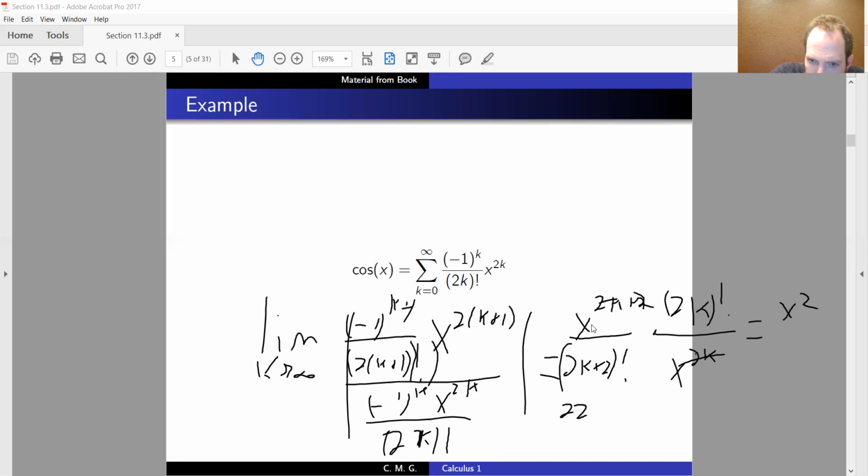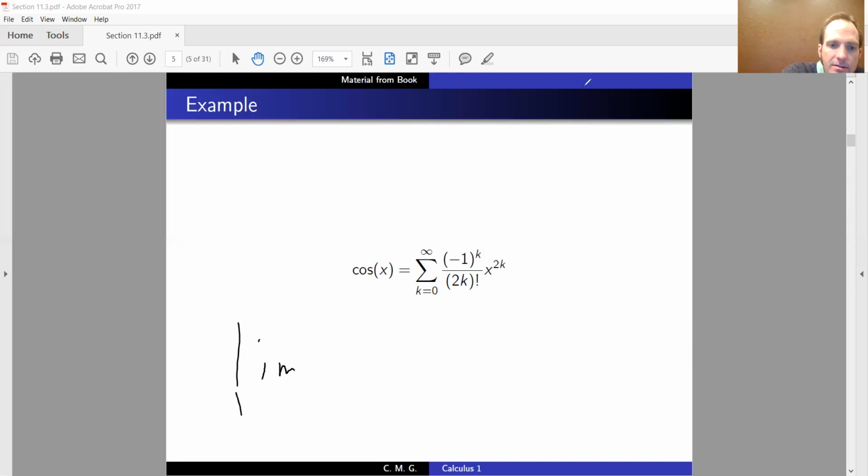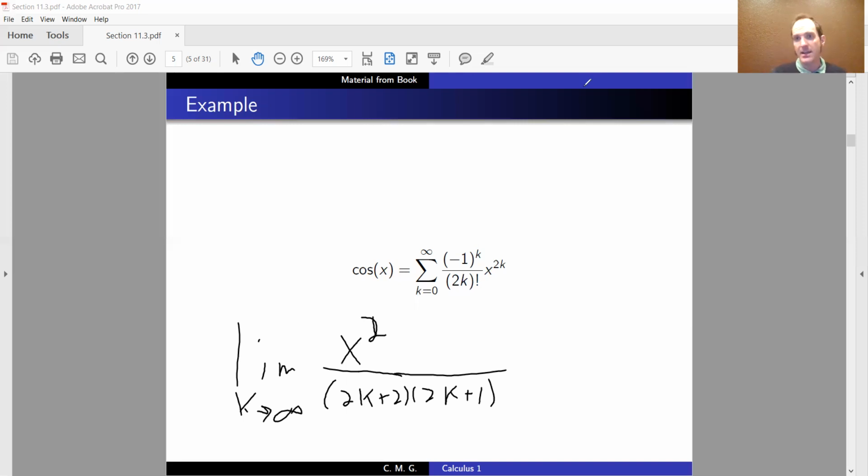2k plus 2 factorial is 2k plus 2 times 2k plus 1 times 2k factorial. So I actually have a 2k factorial on the top and the bottom. And I'm left with a 2k plus 2 and a 2k plus 1 in the denominator there. So overall, what I get is the limit as k goes to infinity of x squared divided by 2k plus 2 times 2k plus 1. Now, for every x I plug in, that's a finite number. So the top is fixed. The bottom is going to infinity. So this whole thing is just 0.